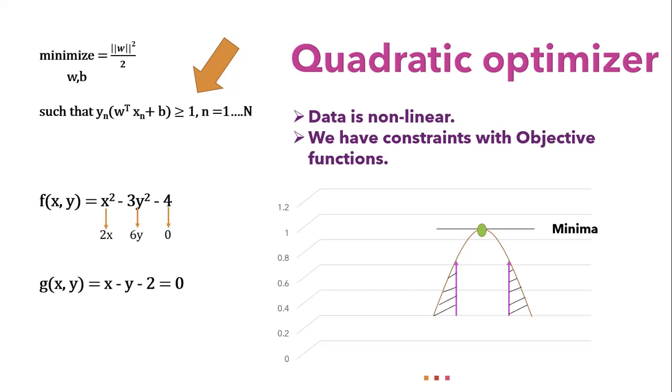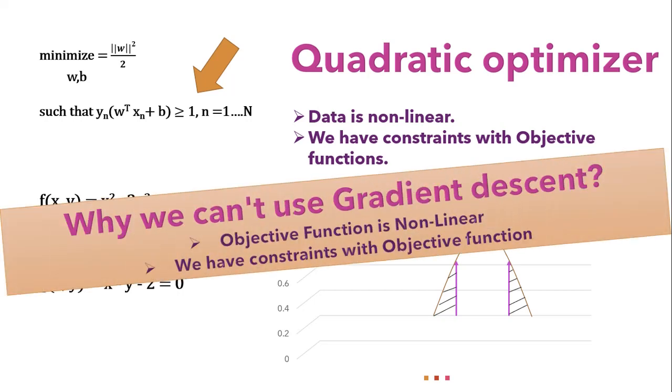So now we can conclude why we are not using gradient descent over here. First, our objective function is not linear in nature. And second, we have constraints with our objective function, which cannot be handled by the gradient descent technique.